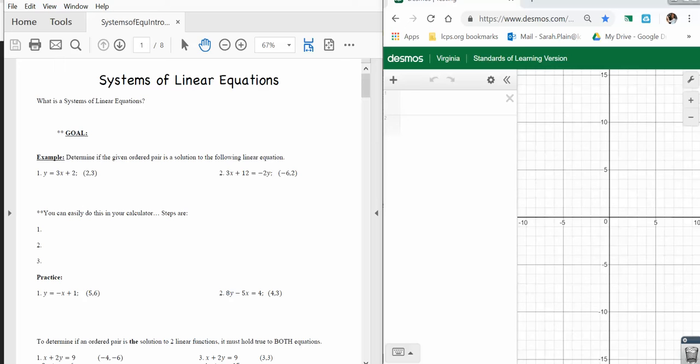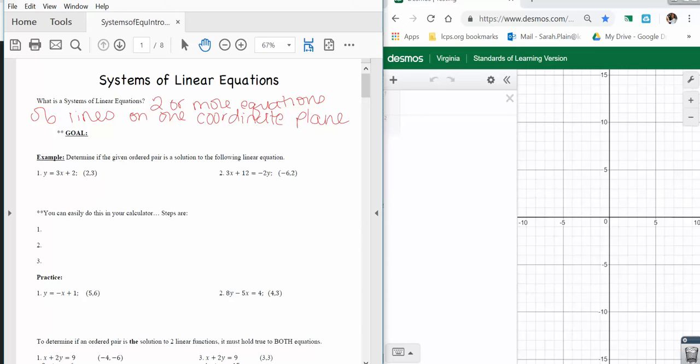It says, what is a system of linear equations? A system of linear equations is two or more equations of lines, because it's a linear equation. It's two or more equations of lines on one coordinate plane. So I'm taking one coordinate plane and I'm graphing two or more lines on them.